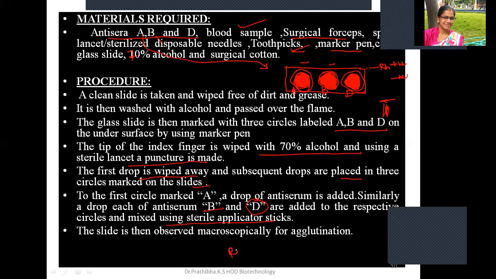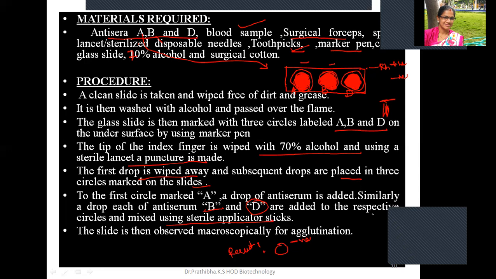Now you should tell me what is the result of this particular slide. Come on, answer. What kind of result is this? This is O positive. No, this is O negative. Why O negative here? See, we have added antiserum A here, antiserum B here, and this is antiserum D. There is no kind of agglutination.